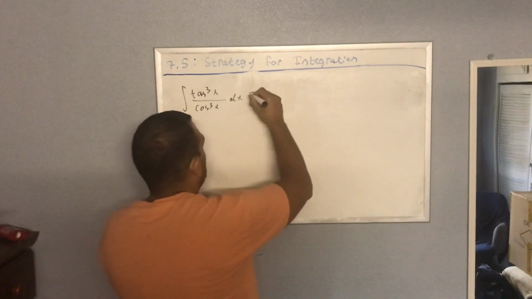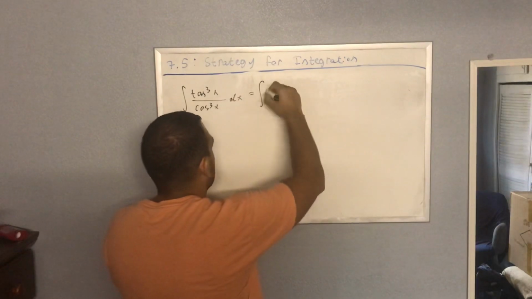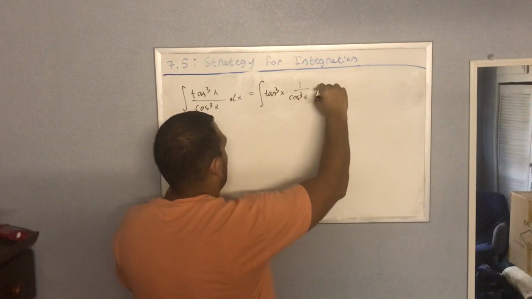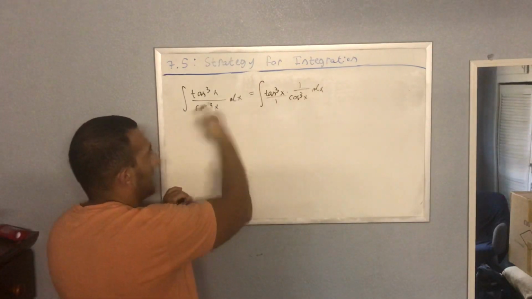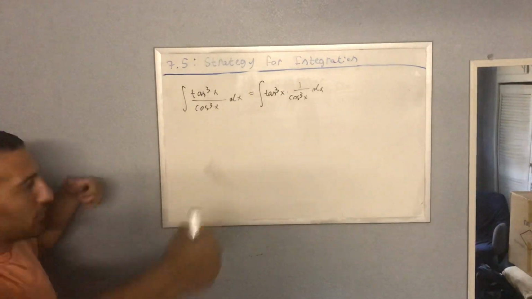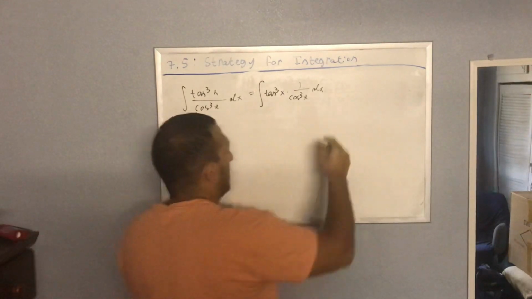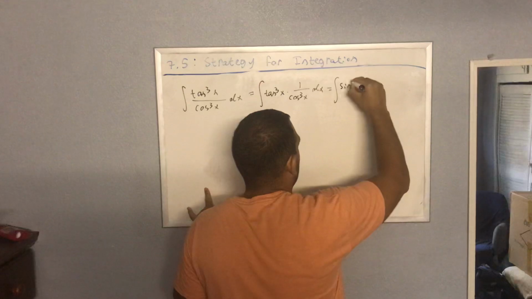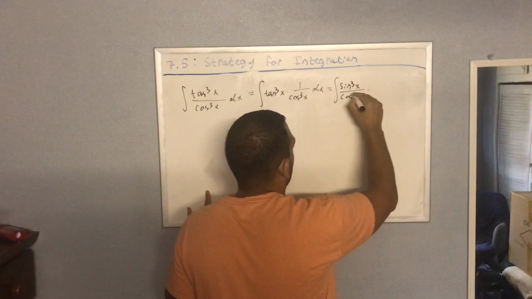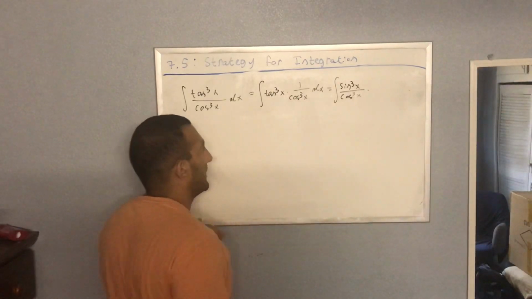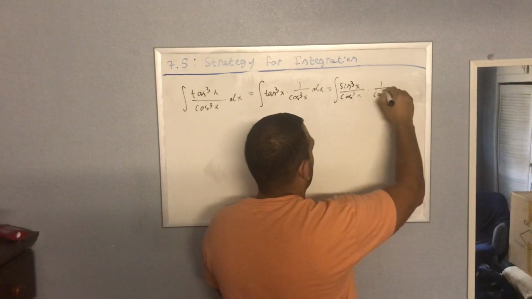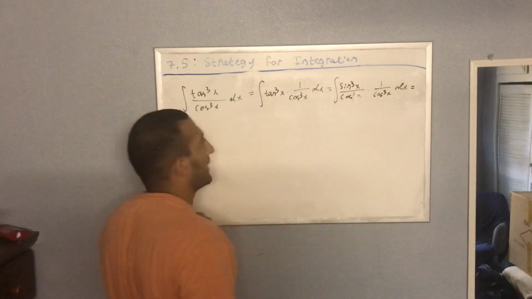So this is the same as, I'm going to write this as tangent cubed x times 1 over cosine cubed x. Right, because if I combine these fractions, I get that back. And I can put anything over 1. So I just split this up into two parts. And the reason why I did that is now you can write tangent cubed as sine cubed x over cosine cubed x, since tangent is sine over cosine. And then this 1 over cosine cubed, we'll just leave it like that. Okay, so now this combines.